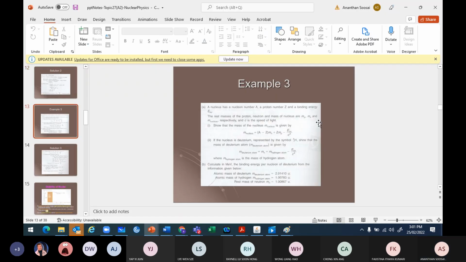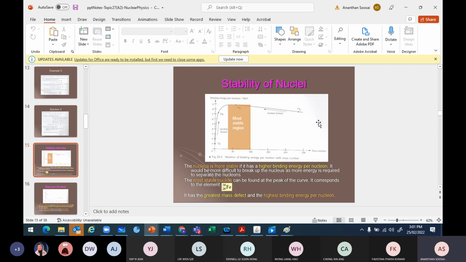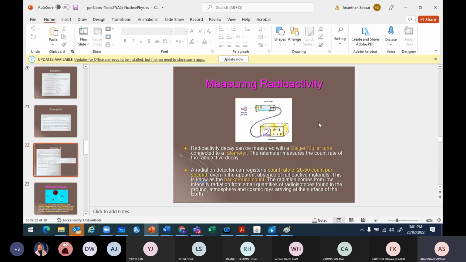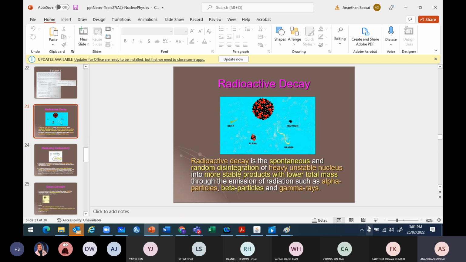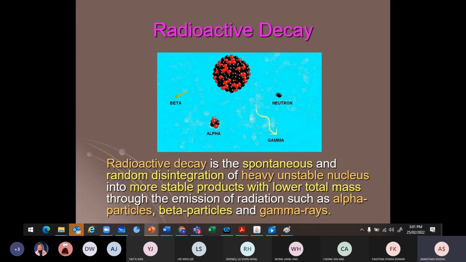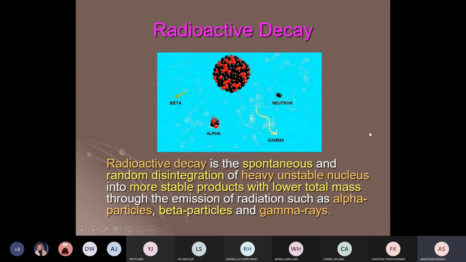So now I go to the next part. The next part we're going to discuss is radioactivity. This is part B. It is a very short part. We talk about half-life and anything about half-life, and we'll be introduced to a new formula for half-life.